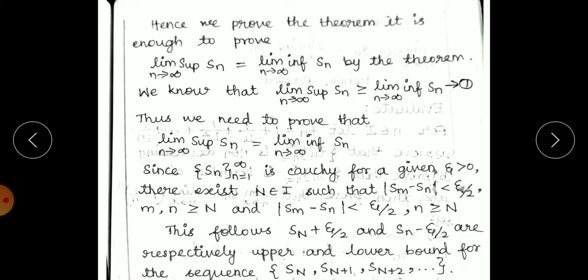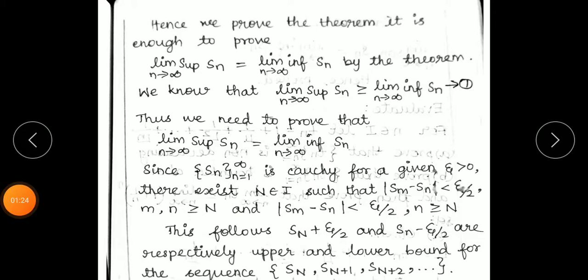Hence, to prove the theorem it is enough to prove limit superior Sn equals limit inferior Sn. We know that limit superior Sn is greater than or equal to limit inferior Sn, so we can take this as the first equation. Superior is greater than or equal to inferior, we know very well. Thus we need to prove that limit superior Sn equals limit inferior Sn.